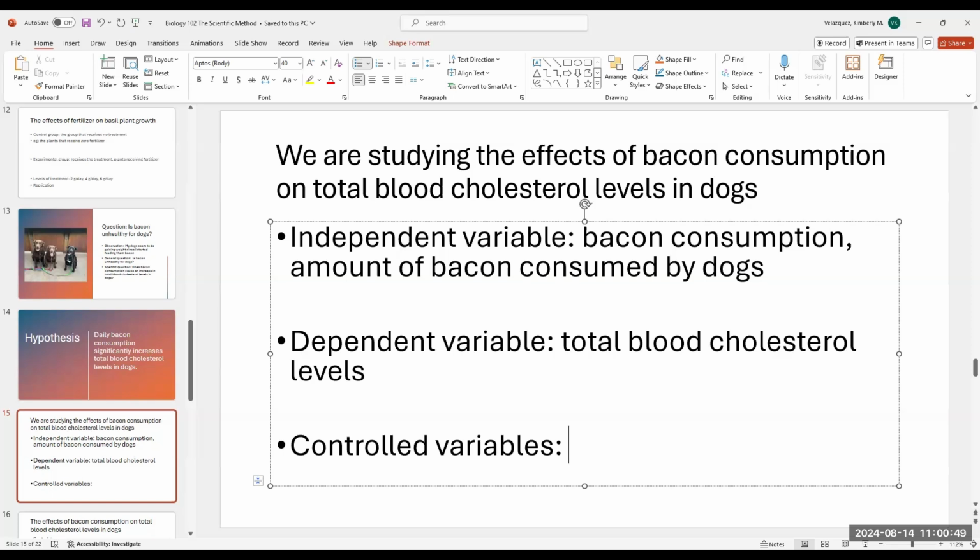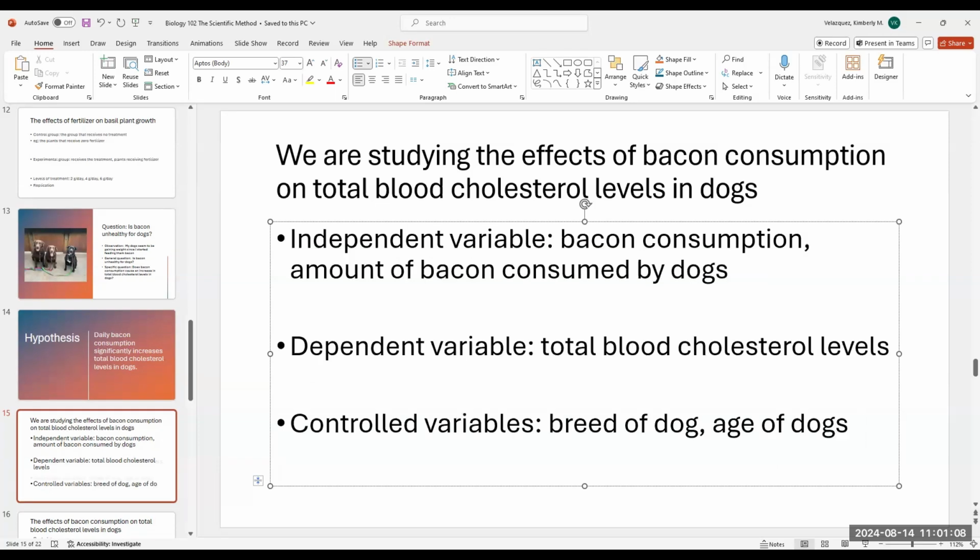But if you have a dog, you could probably conduct this experiment with your own dog. To do this with a lot of dogs would be pretty tough. But let's think about the things that we would want to keep the same. How about the breed of dog? Definitely probably the age of the dogs, because maybe younger dogs wouldn't have a change in total blood cholesterol level, but maybe older dogs would.